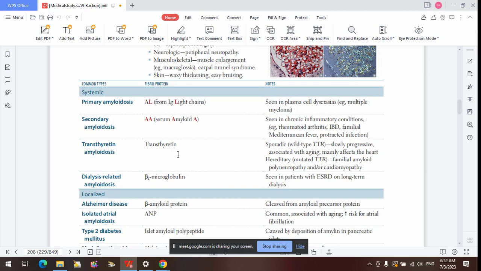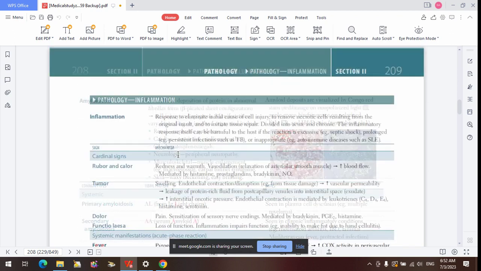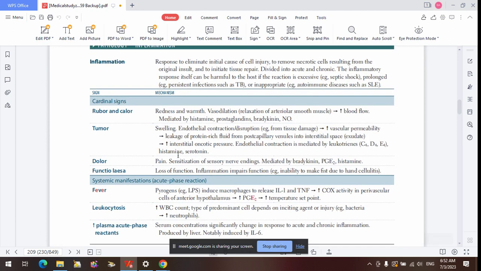We can ask ourselves that question: why does insulin not form amyloid? Why does growth hormone not form amyloid? Why do all those other proteins not? It's because all of them have different levels of stability. So that is that. So let's go to inflammation.